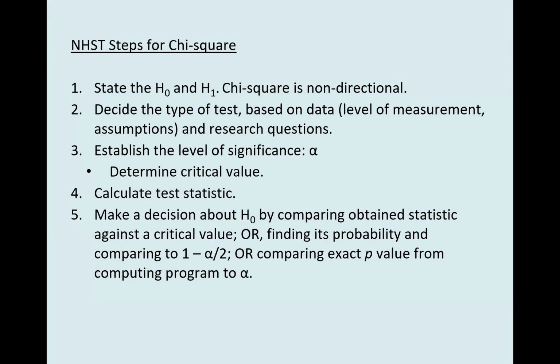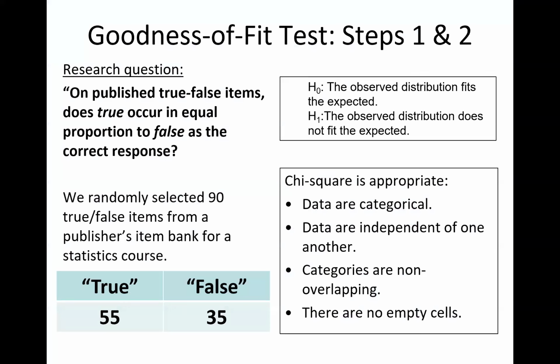So the null hypothesis steps for chi-square are very similar with other tests. There are a little bit fewer of them. So you state the null and the alternative. Chi-square is always non-directional. You decide the type of test. Is chi-square the appropriate kind of test? You establish the level of significance and determine a critical value. You calculate the test statistic and you make a decision about the null hypothesis. So we're going to start with the goodness of fit test and go through steps 1 and 2 rather quickly.